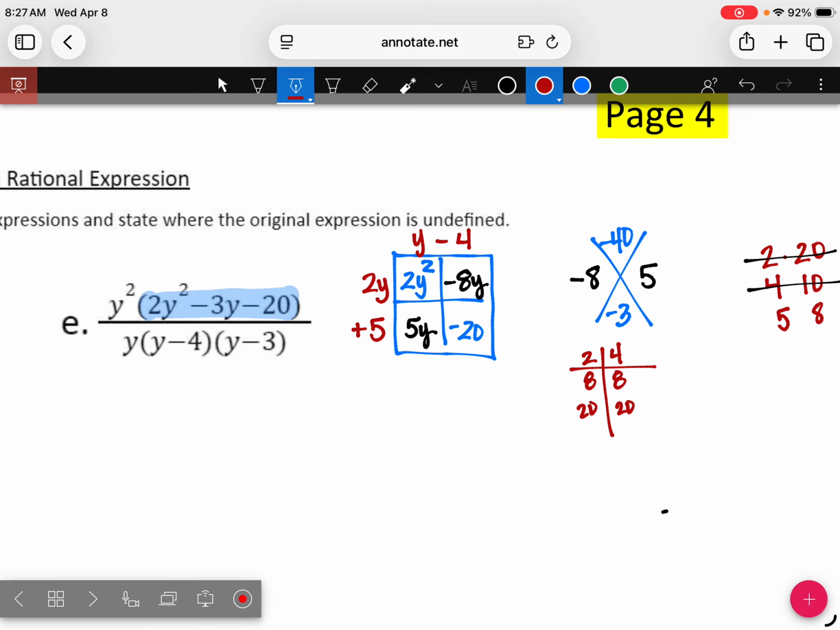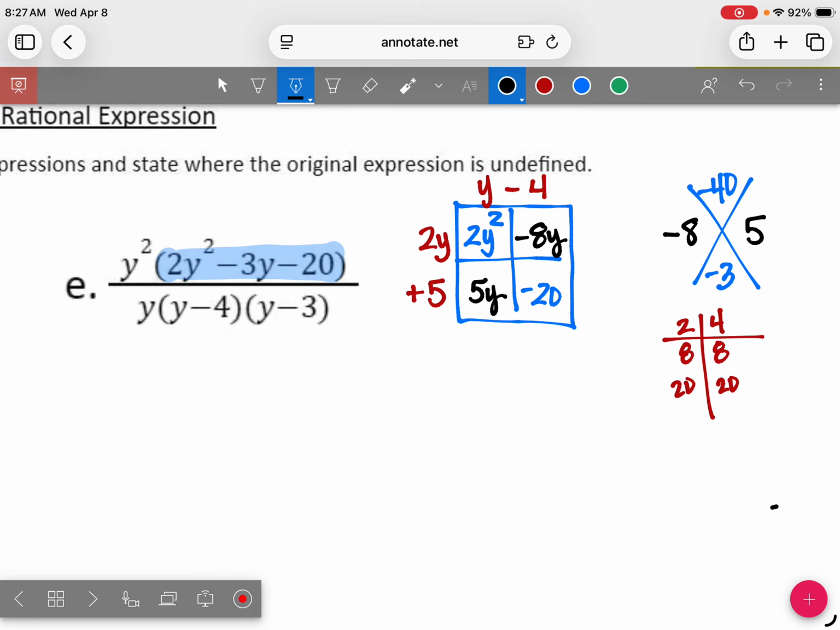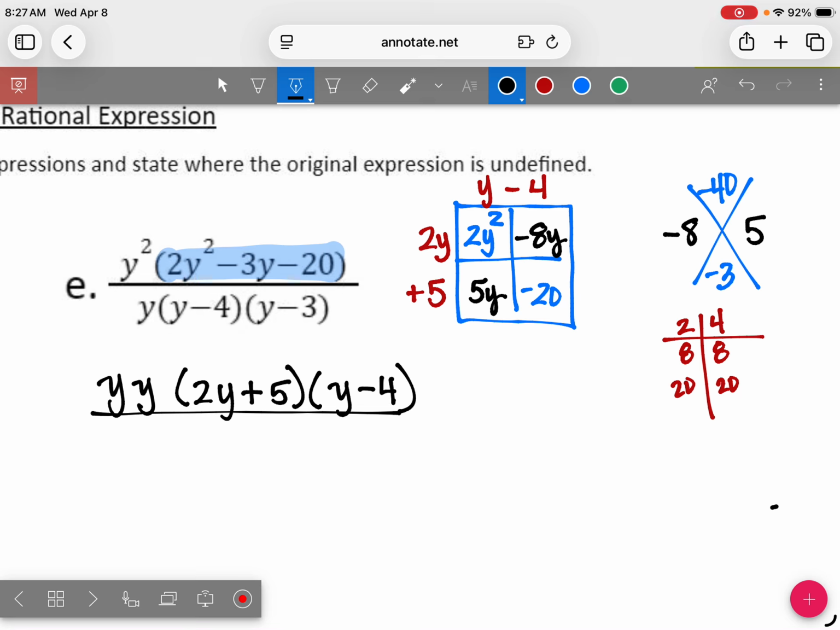All right, so let's go ahead and write out what we have. So in the numerator, I have a y squared, which means I have 2 y's. And then I factored that down to get 2y plus 5 and y minus 4. And in my denominator, I have 1y. Then I have y minus 4 and y minus 3. You have to factor everything down completely in order to know what your greatest common factors are. So go ahead and cross out. There's 2 things you can cross out.